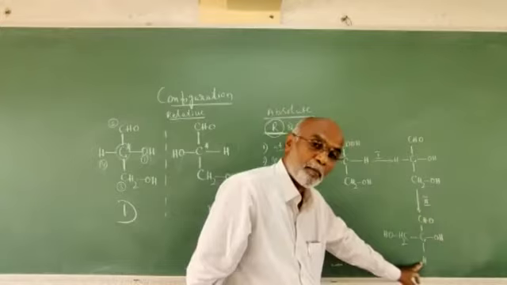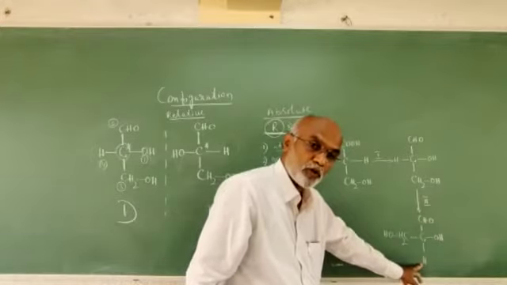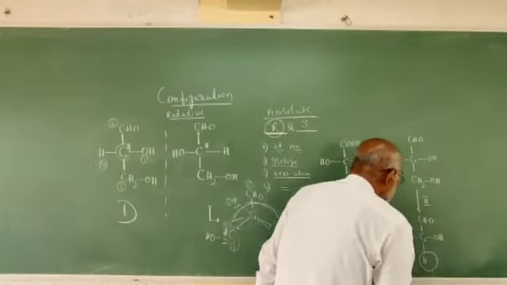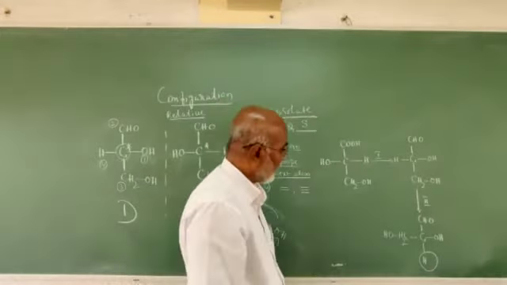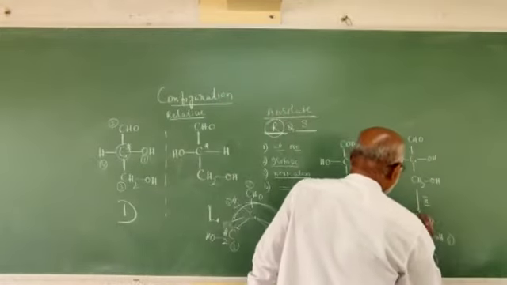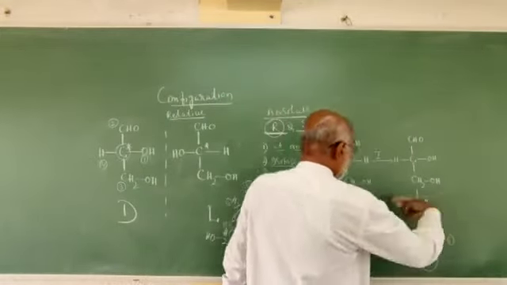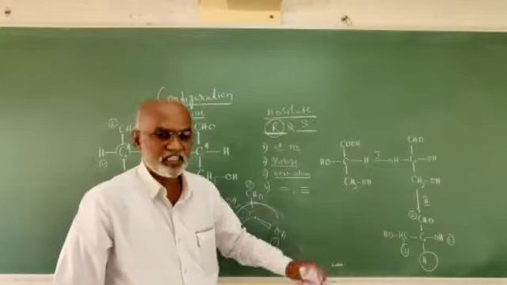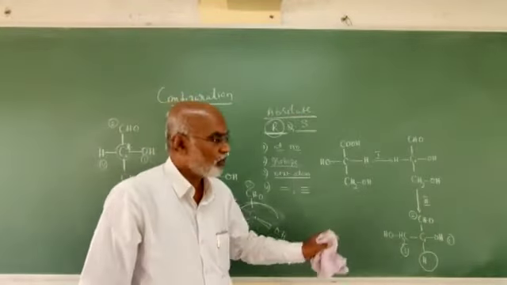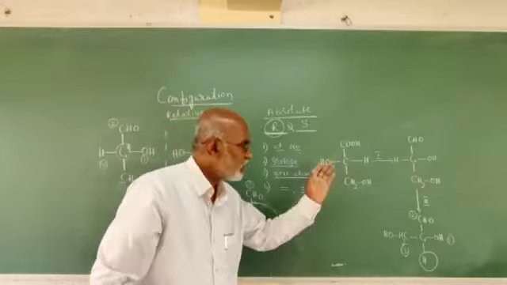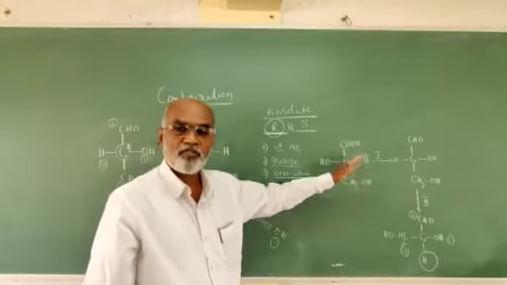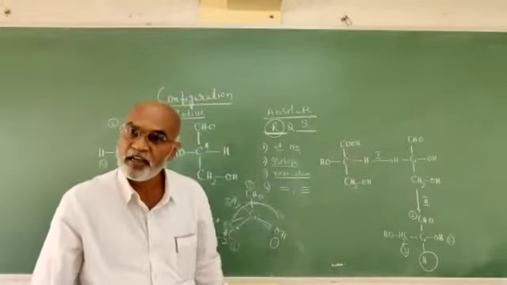You have to rotate so that the group which has been given the last priority, 4, comes to the bottom. Now look, this 1 to 2, 2 to 3, you are moving in the anti-clockwise direction, then it is an S isomer. This is how we are going to decide R and S configuration in the Fischer formula. Okay.